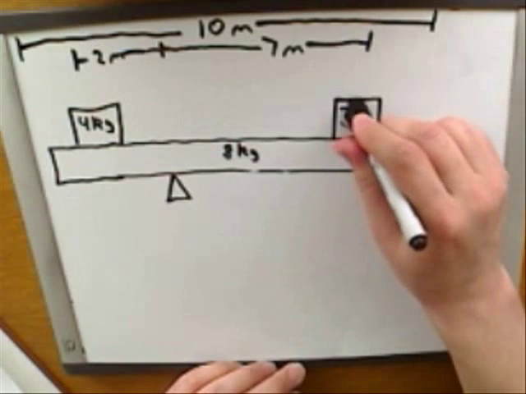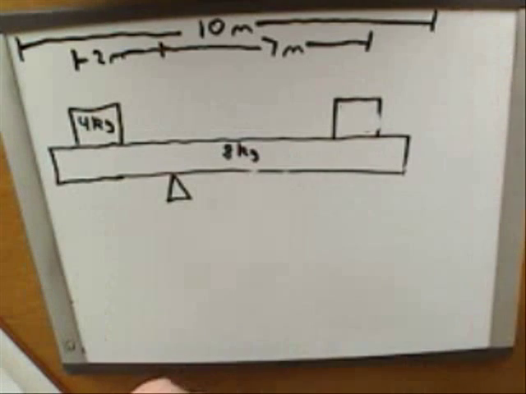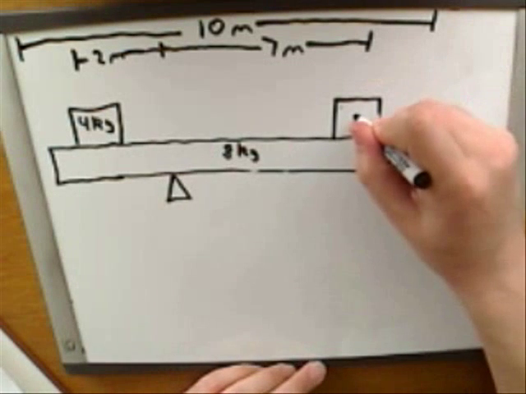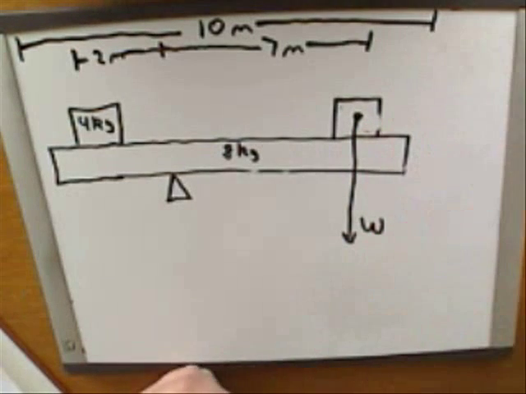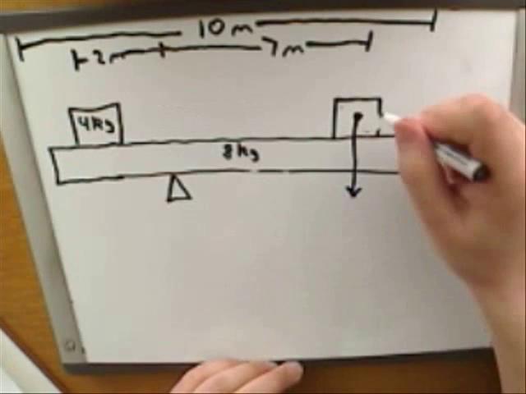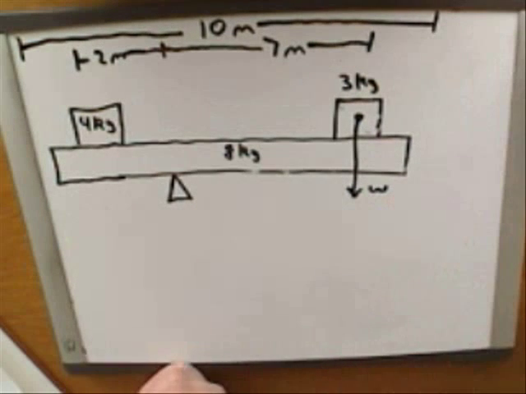So we can assume that the weight is being applied at the center. So let me erase the fact that this is 3 kilograms here. So the weight would be applied over here. That's where our weight is being applied. Okay, so that's where that weight is being applied. All right, now let's figure out what the torque is going to be from this over here.